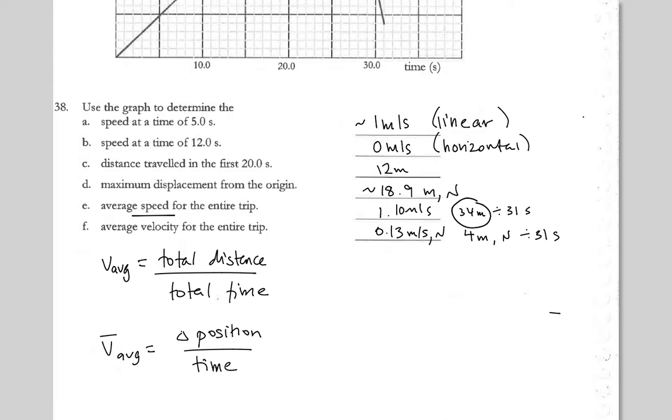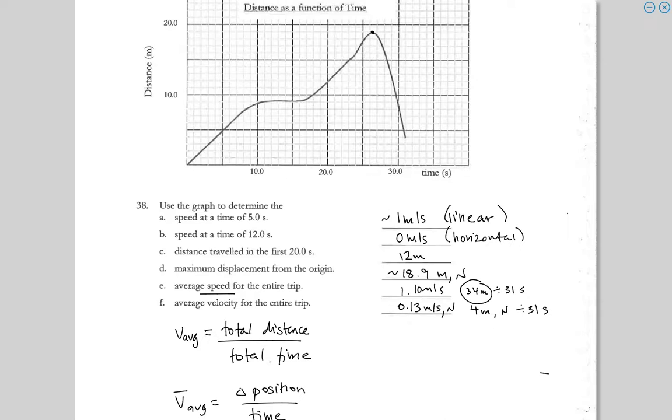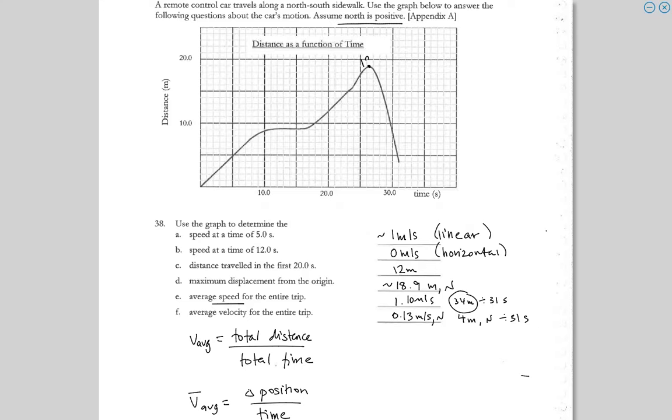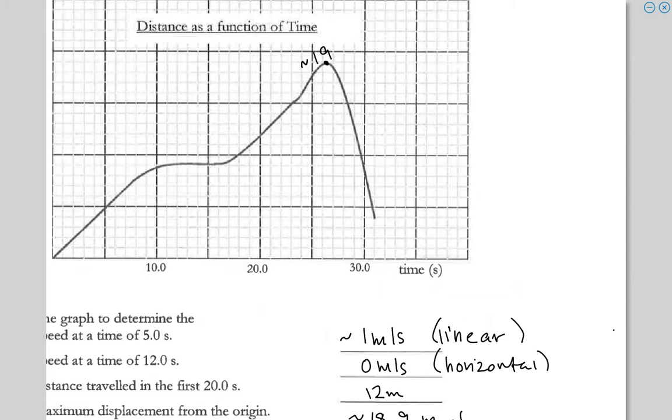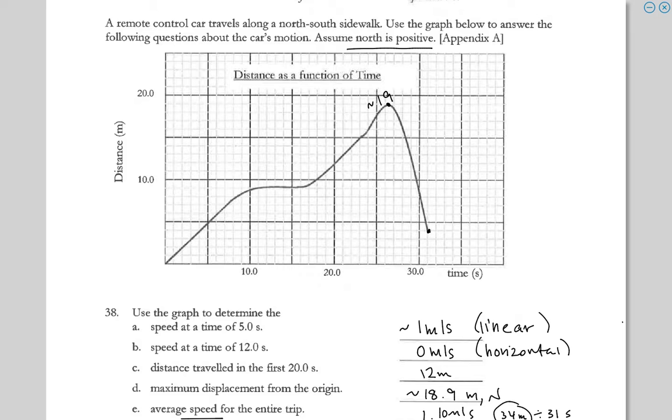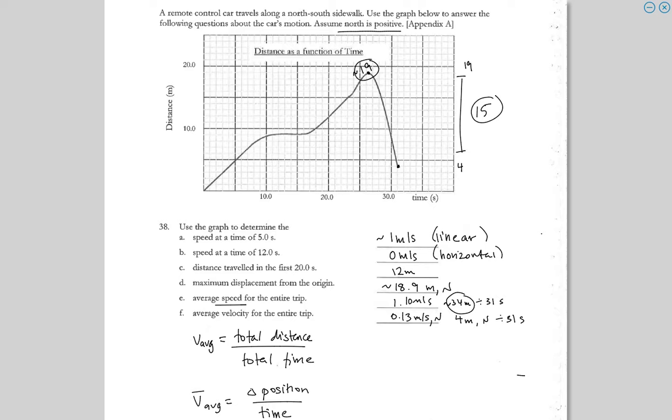So why do I have 34? Here's 19. Okay? Roughly, right? Roughly 19. What was this number? Roughly 4. So how far did you travel from 19 to 4? 15. 15 and 19 make roughly 34. Okay? Divided by the total time, which is right here at 31 seconds.